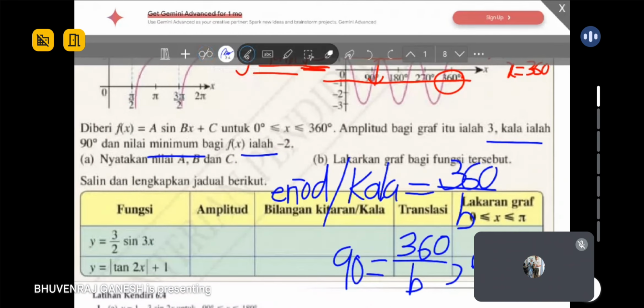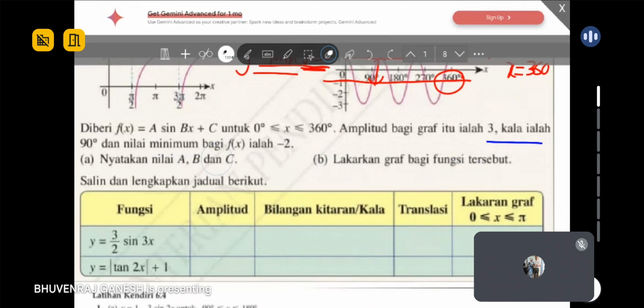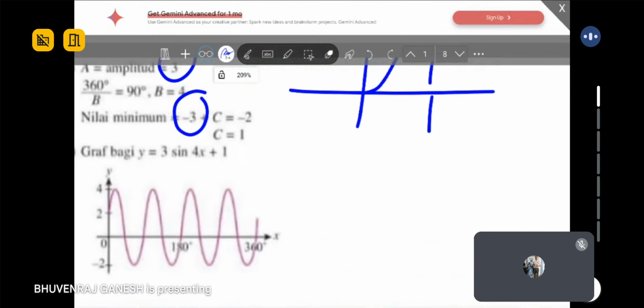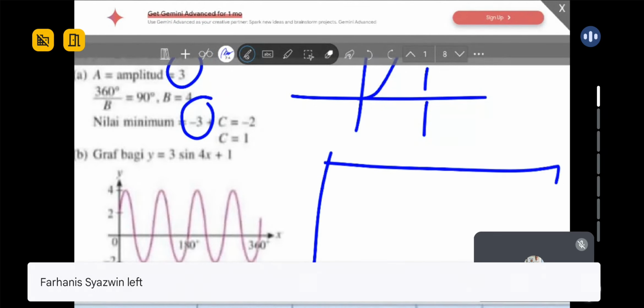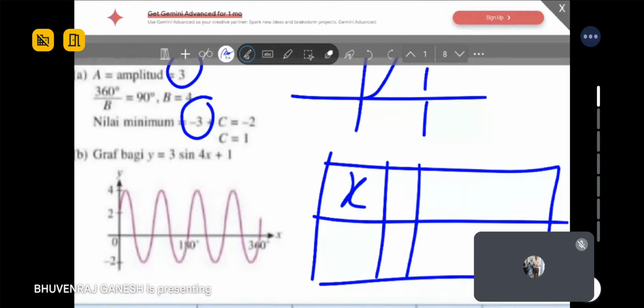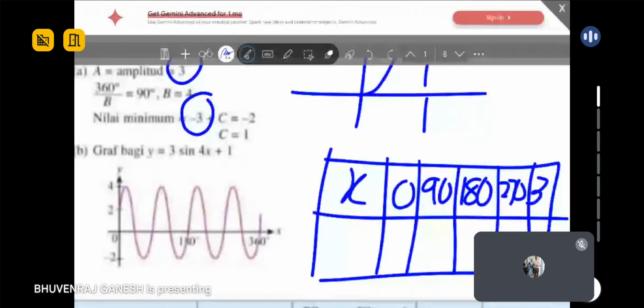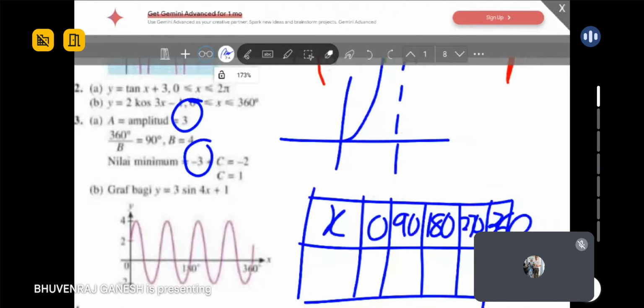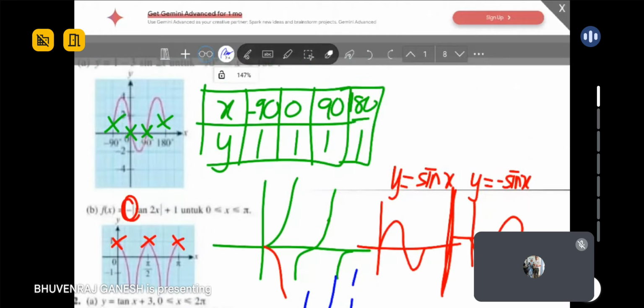Alright. So now, mereka suruh lakarkan graph tu. So you must draw the graph. Currently your graph is 3 sin 4x plus 1. Am I right? Again, same concept. You just need to construct the table. Lukis jadual saja. You can use x values 0, 90, 180, 270, and also 360. Semua nilai pun boleh. It's up to you, as long as you follow the range given. Ikut saja julat yang diberi.